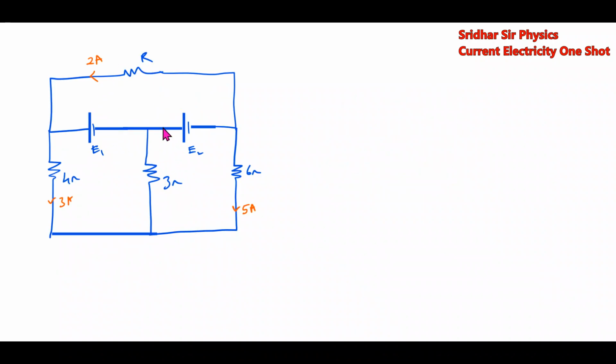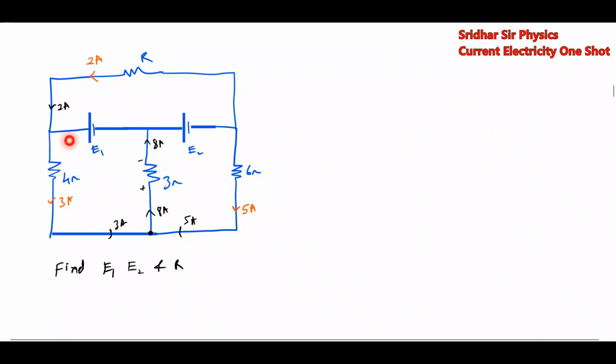These are some problems which are related to Kirchhoff's voltage law. We have to calculate E1, E2 and R. Find the EMF of cells E1, E2 and the resistance R. Okay, first we'll apply the KCL at this point. Here 3 ampere, here 5 ampere. Then this should be 8 ampere, and this 8 ampere will enter here. 2 ampere is approaching this junction from this side. 3 ampere will flow through this junction.